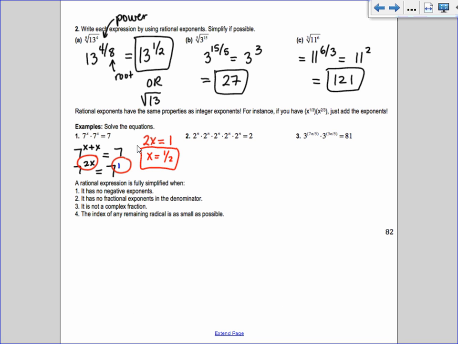All right, so the next one. I have 2 to the n times 2 to the n, so I have 2 to the 5n when I add the powers. So I get 2 to the 5n equals 2. Like I did before, I'm going to write that as 2 to the 1, so that way I can set my powers equal to each other. So 5n has to equal 1 in order for those two sides of the equation to be equal. So I get n equals 1/5.